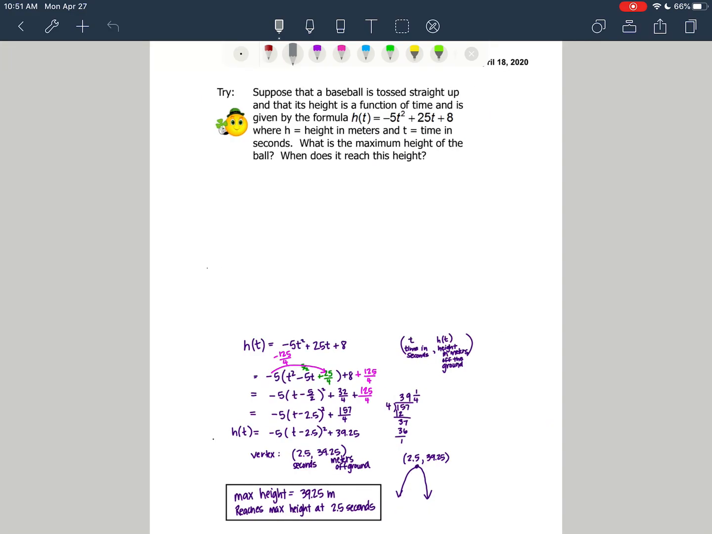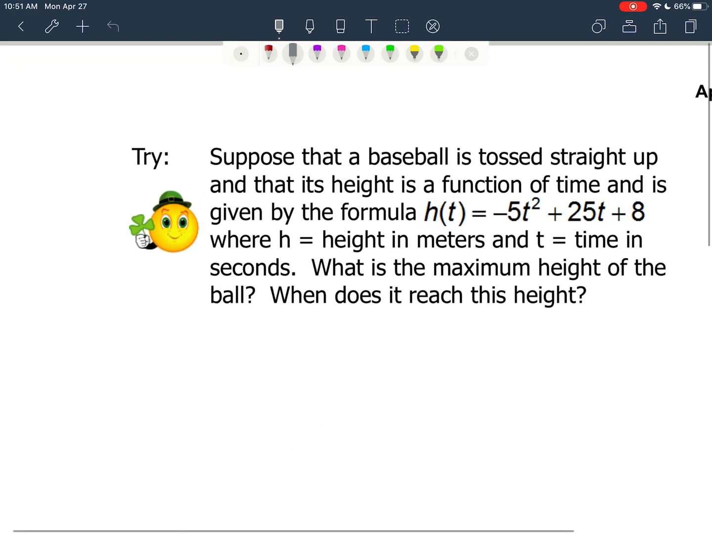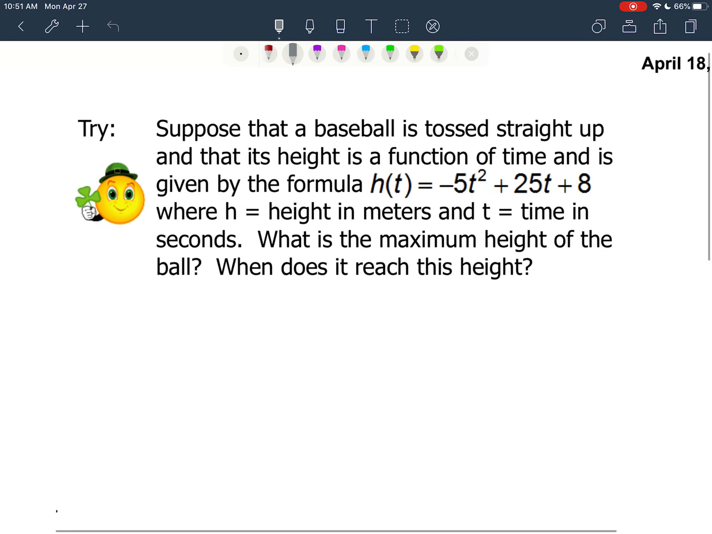Okay, here we have a try. Suppose that a baseball is tossed straight up and that its height is a function of time and is given by the formula h of t equals negative 5t squared plus 25t plus 8. This time, height is in meters, time is still in seconds. What is the maximum height of the ball, and when does it reach this height? Go ahead and press pause, and when you're ready to check your answer, you can press play.